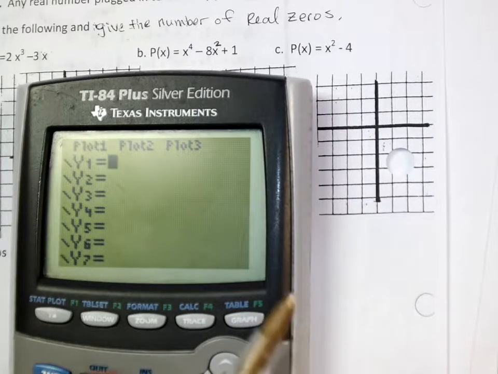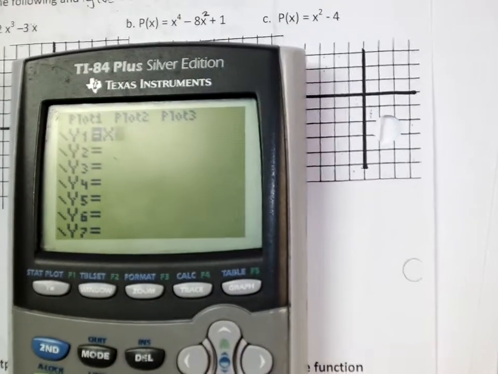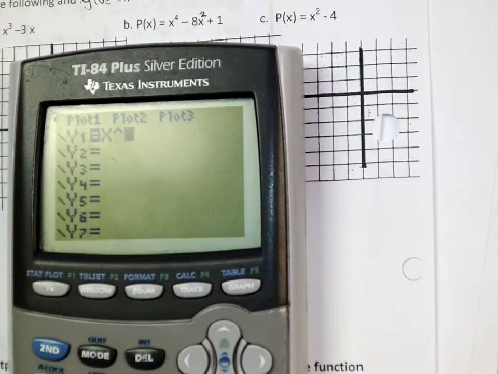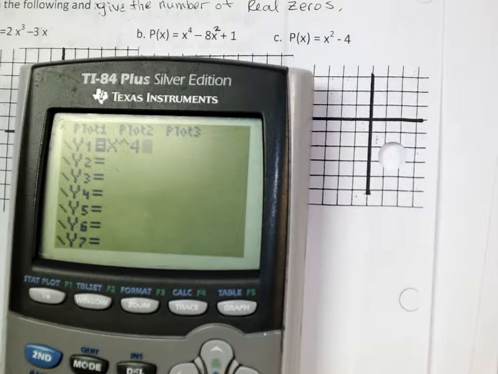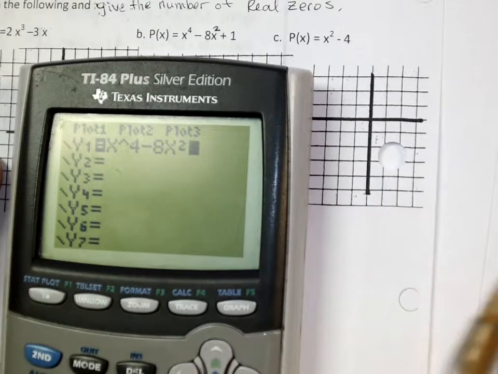So now x to the power. You might want to zoom out. I mean on the calculator, the window. Thank you. You're a step ahead of me, Jackson. So x to the fourth, subtract 8x squared plus 1, right?